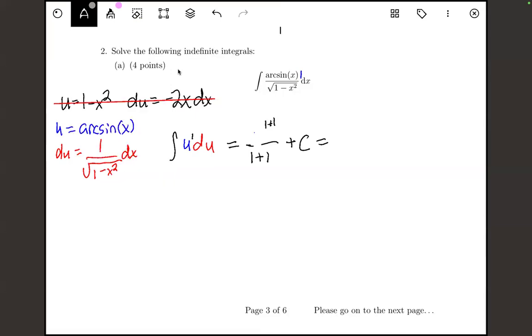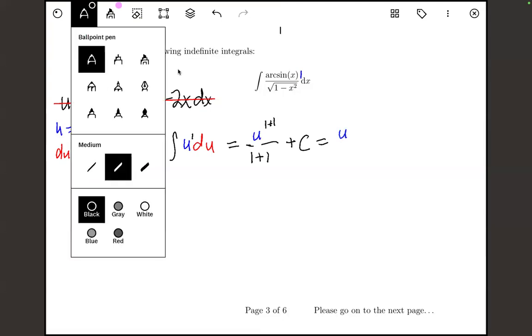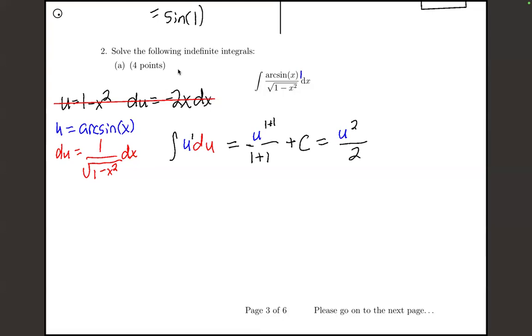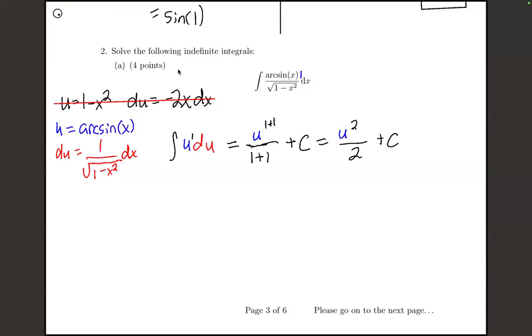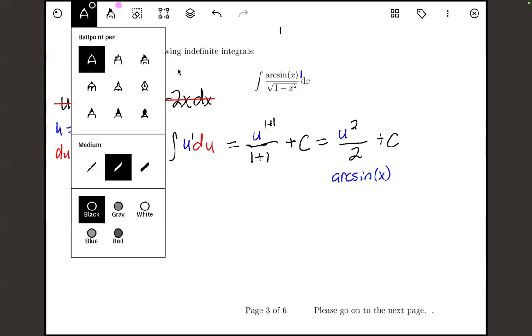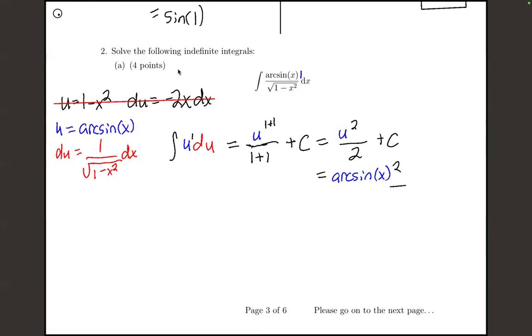So again, just to help us visualize, we're going to have u, and this is going to be u squared over 2 plus c, but I don't really care about u. I mean, u is useful for helping us solve this problem, but the question was posed in terms of x, right? So I actually want to go back to x, so that our answer is going to be arc sine of x, that quantity squared divided by 2 plus c.